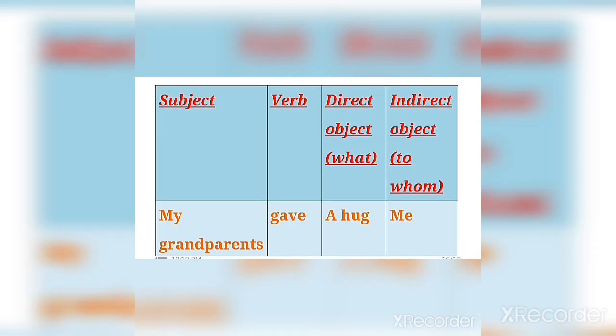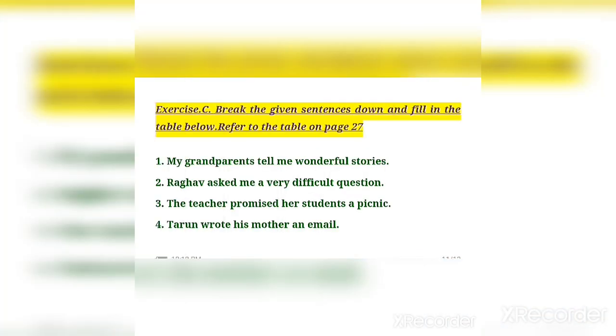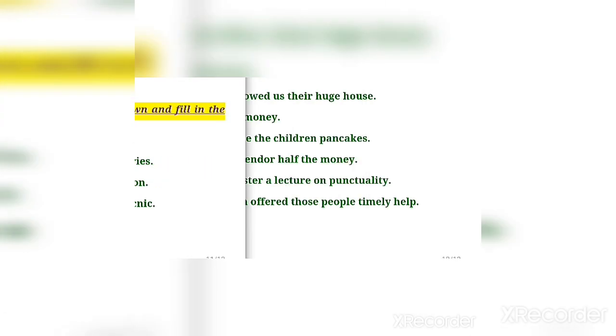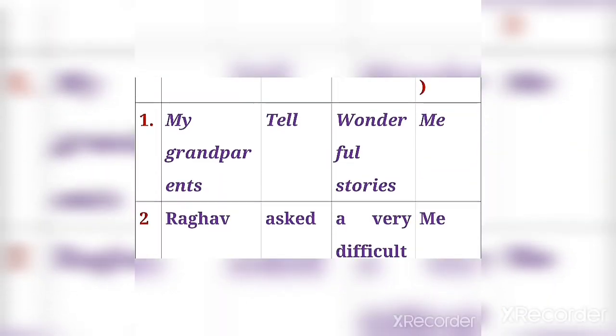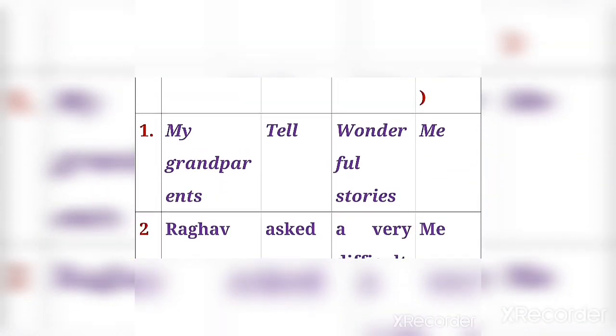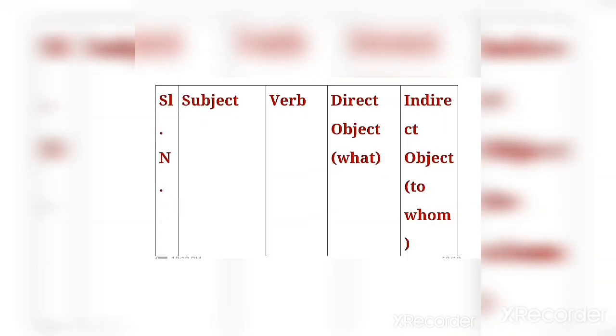Okay, now exercise C. Break the given sentences down and fill in the table below. Refer to the table on page number 27 from your book. You can see in your book, and then after, solve the exercises. First says, my grandparents tell me a wonderful story. Okay, so I have already given all the answers here. Then after, you will try to understand.